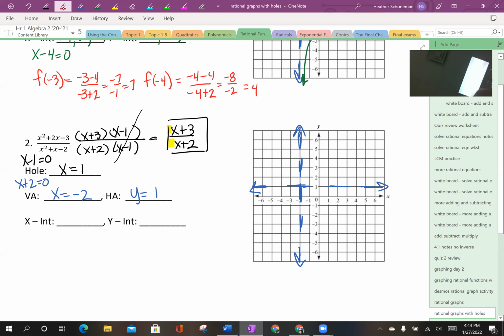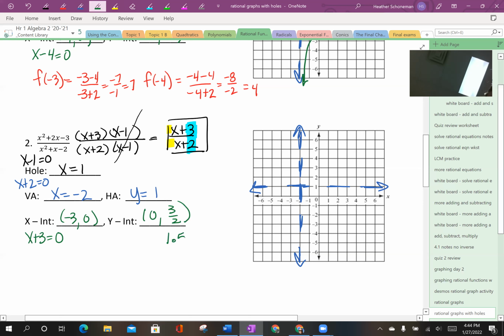Now I need to find the intercepts. The x-intercept is what makes the top of my simplified version 0. So I have x plus 3 equals 0, so it's going to be -3, 0. My y-intercept is the number at the end, because x goes away since x is 0. So my y-intercept is going to be 0, 3/2, which if it helps you is 1.5.